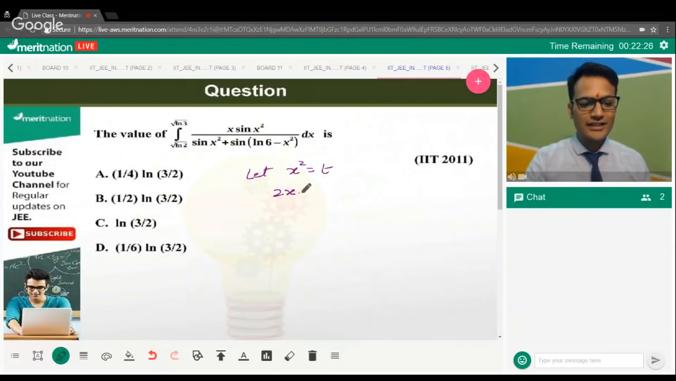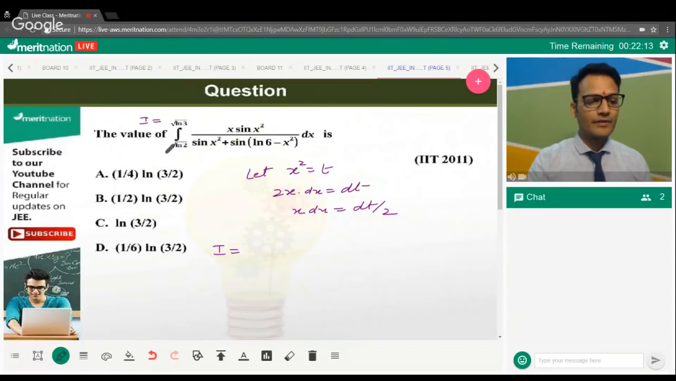If you have started, you would have observed this very easily. So we can take this as the substitution over here, dt upon 2. If I replace it over there, I will be equal to what? Over here, what else will change? The limits. So we'll say, when x is root ln 2, then t is what?